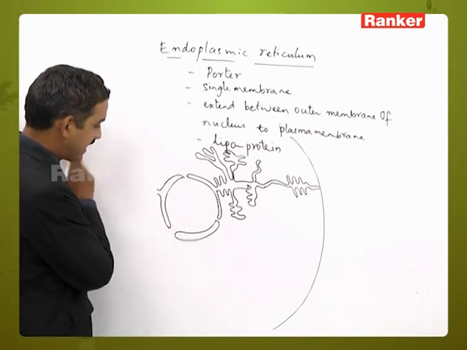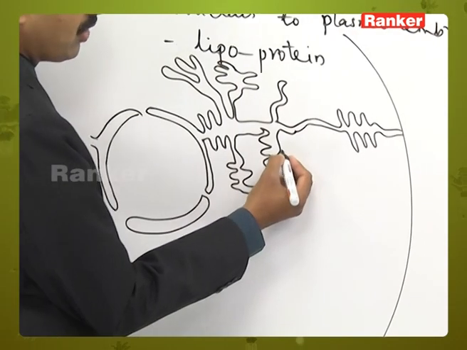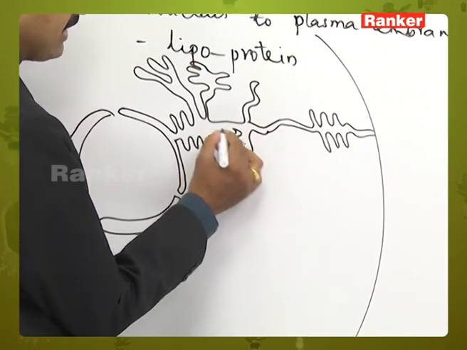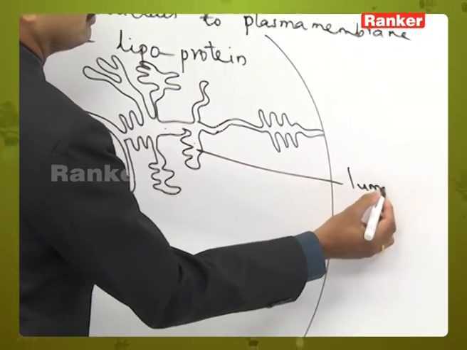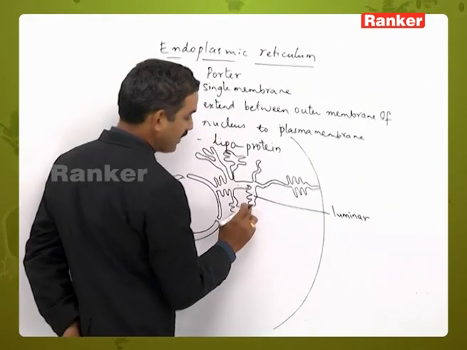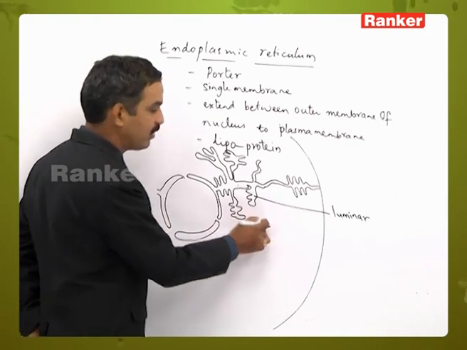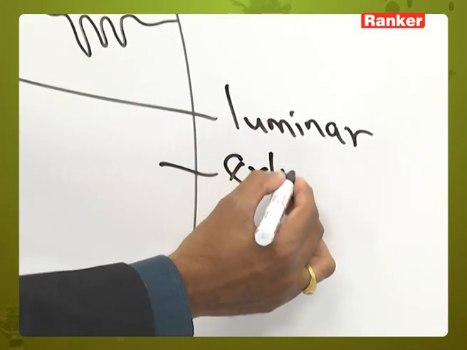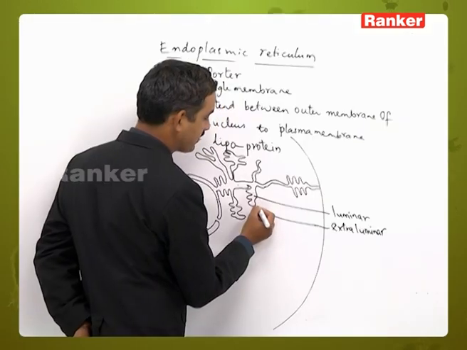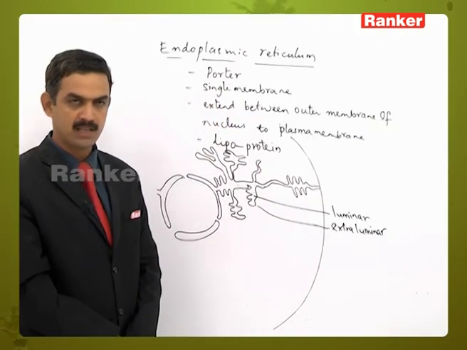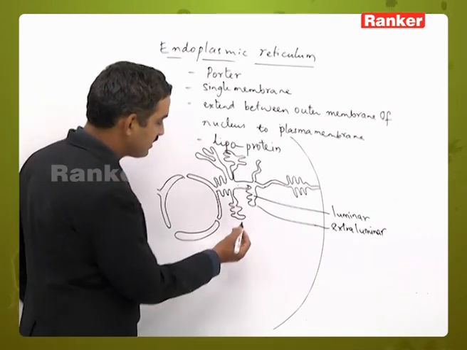Then on the other sides also, on all the sides, this type of extension can be seen. The part which is present inside the endoplasmic reticulum we call the luminar part, and the cytoplasmic contents are outside the endoplasmic reticulum. This part which is present outside is called the extraluminar part, and the luminar part is filled with amorphous substance, and here this is a single membrane.